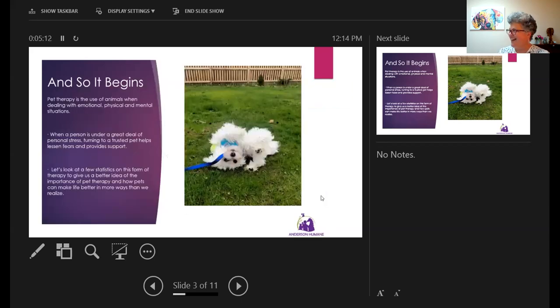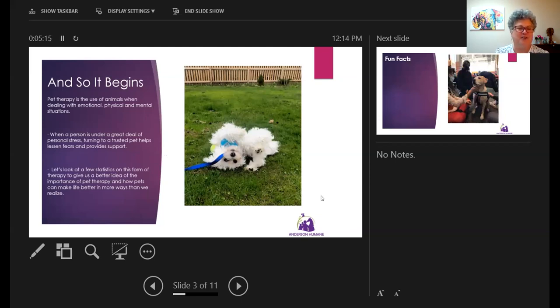And so it begins. I just have to smile when I see this photo. This is Bubbles. You can probably guess why she was named Bubbles. Very bubbly. She is one of our therapy dogs. So just to have a definition, pet therapy is the use of animals when dealing with emotional, physical, and mental situations. When a person is under a great deal of personal stress, turning to a trusted pet helps lessen fears and provides support. So we're going to take a look at some statistics about this form of therapy and get a better idea of its importance and how much better life is with an animal.